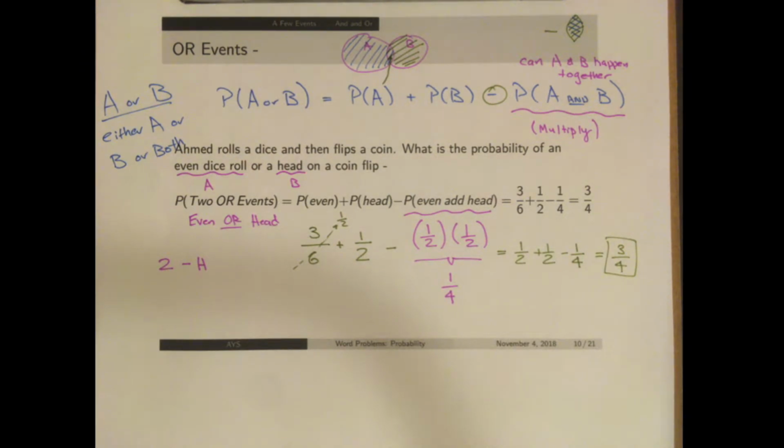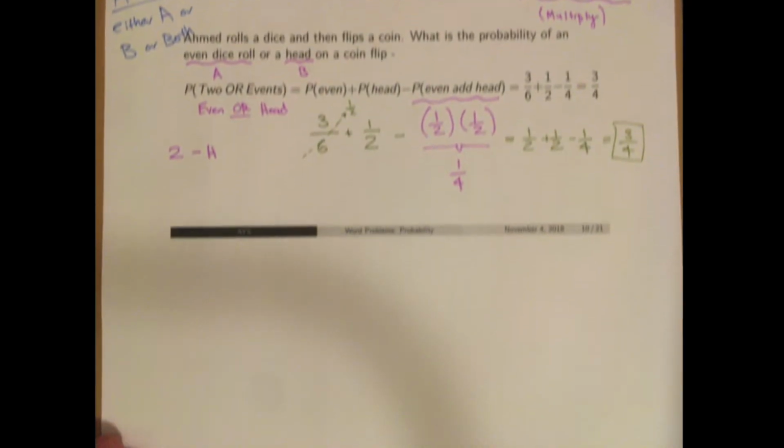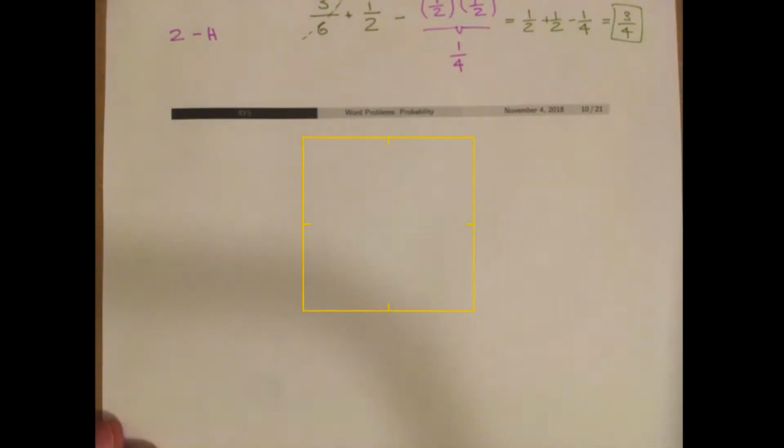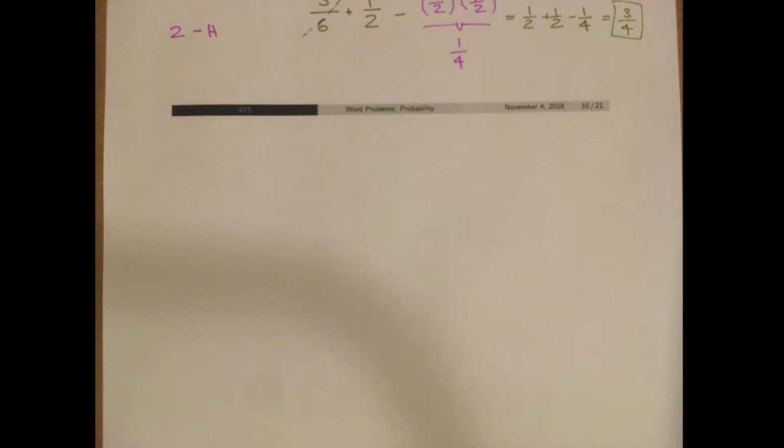So let me give you an example of this Venn diagram, but in a sample space. And then I'll give you an example of a case where you wouldn't want to subtract off the AND case, because there is no AND case. It might look like there's an AND case, but there's actually no AND case. So let's take a look at this question. Even dice roll and a head.